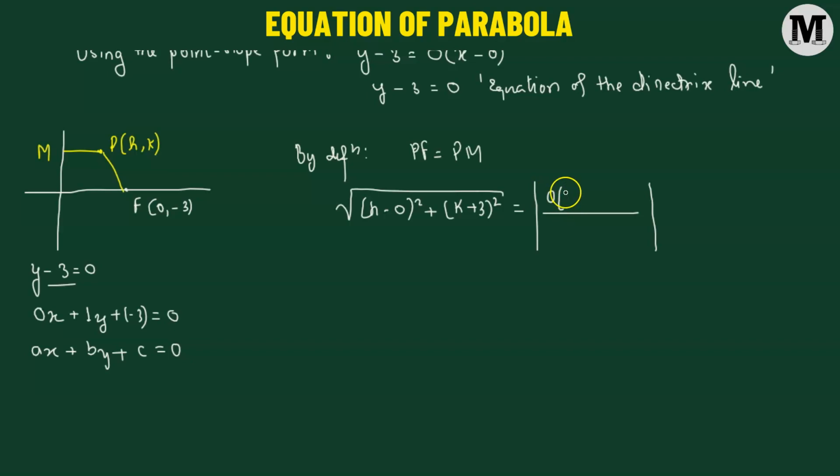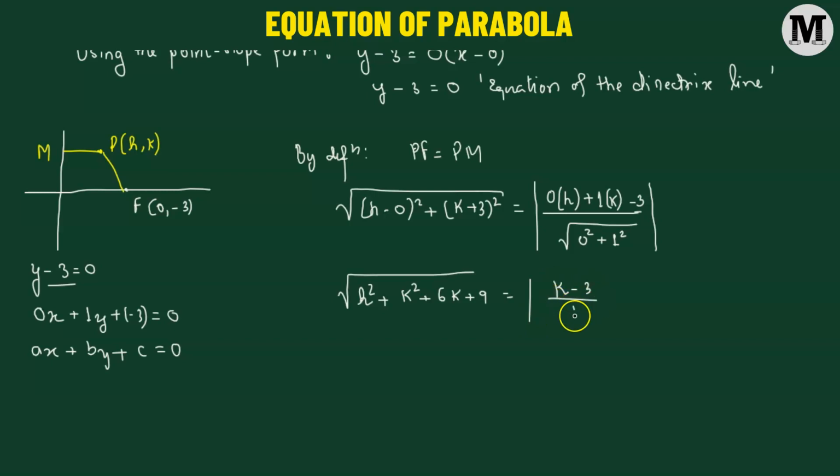0 gets multiplied by the x coordinate of point P, so that's h. That will be added to the coefficient of y, which is 1. 1 gets multiplied by the y coordinate of point P, so that's k. And that will get added to the constant term c, which is -3 in our case, divided by the square root of a squared plus b squared, the sum of the squares. So we'll take 0 squared and add it to 1 squared. Let's further simplify. This is going to give us the square root of h squared plus k squared plus 6k plus 9, which will be equal to the absolute value of k minus 3 divided by 1.